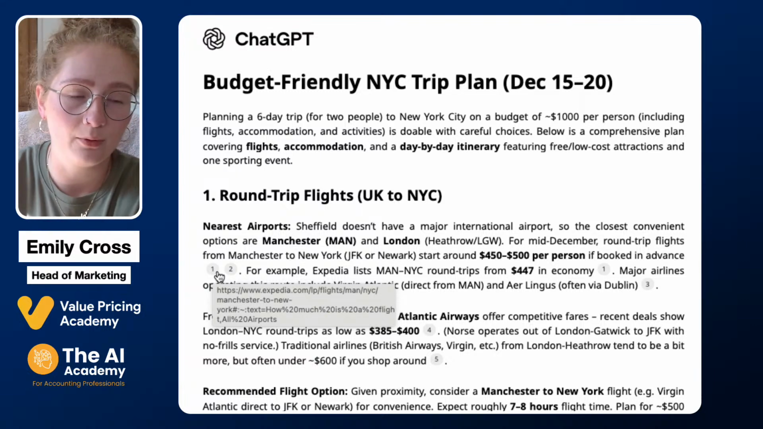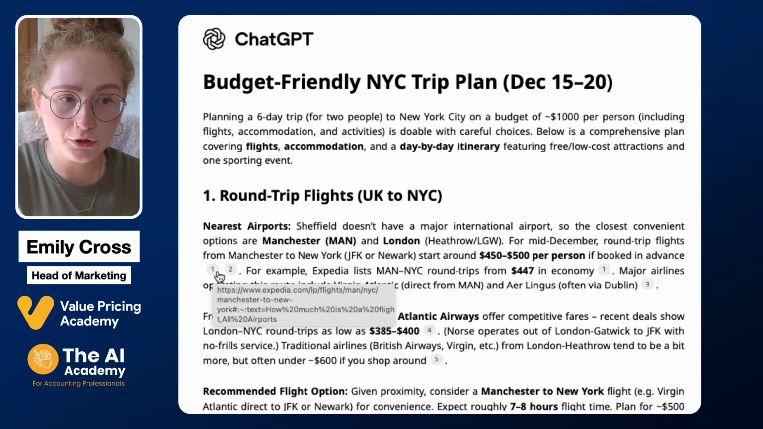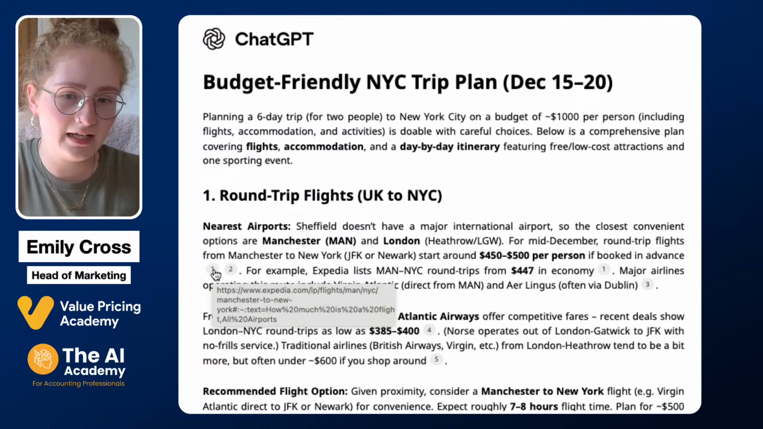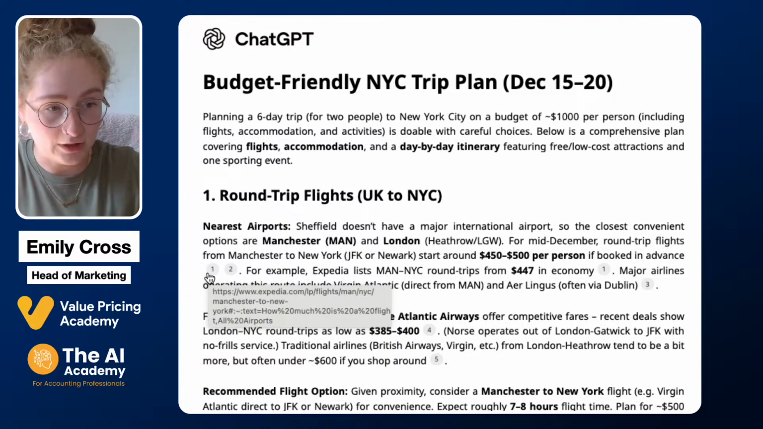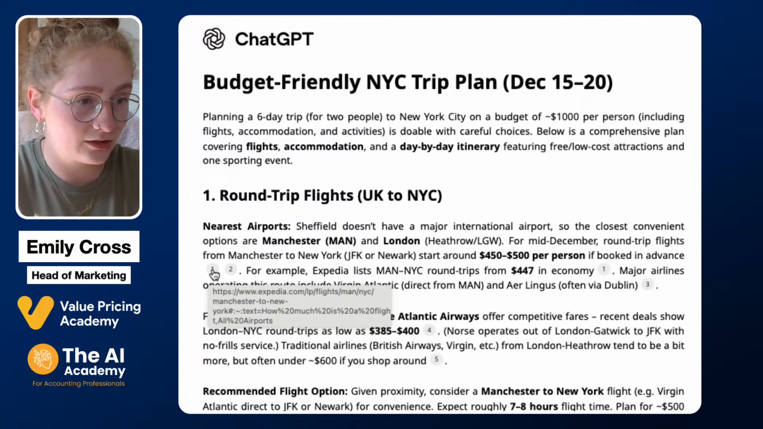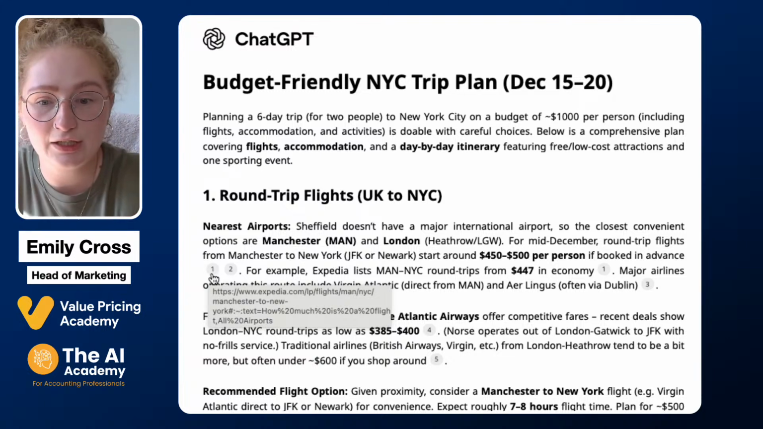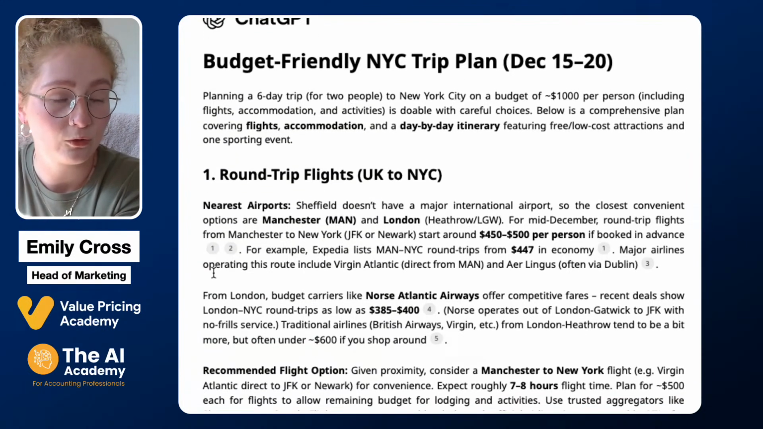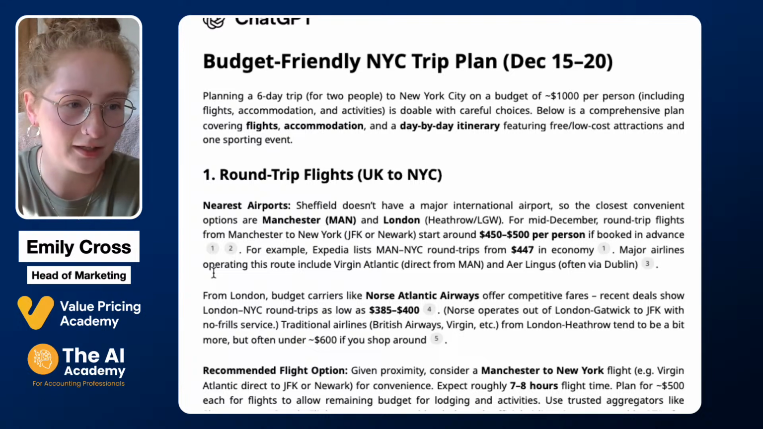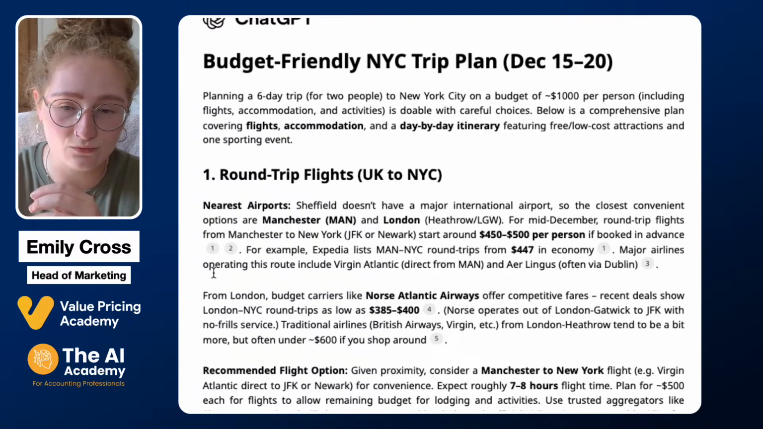So for this example, I did a research report for a budget-friendly trip to New York, and it's talking about booking flights, booking accommodation. I now want to go and click on those links to go and book the hotel that it has suggested. So this is really useful that it has those sources pulled through, okay? So this is not an accounting example, but the fact that it has that feature is really helpful.